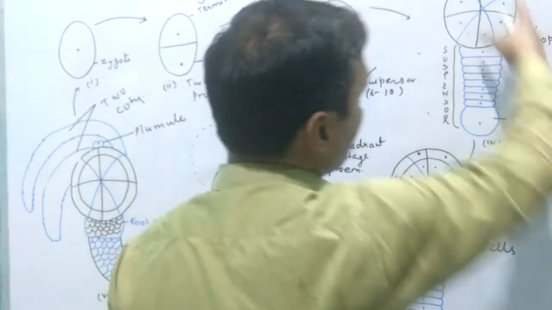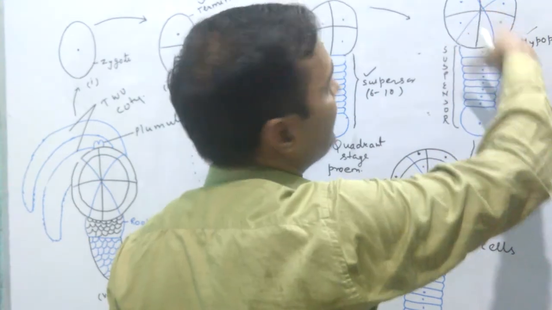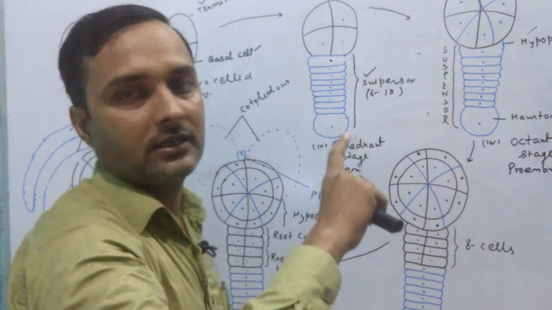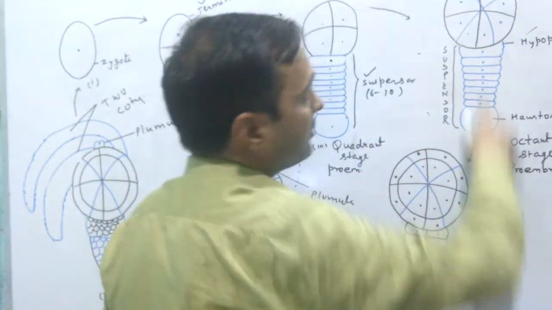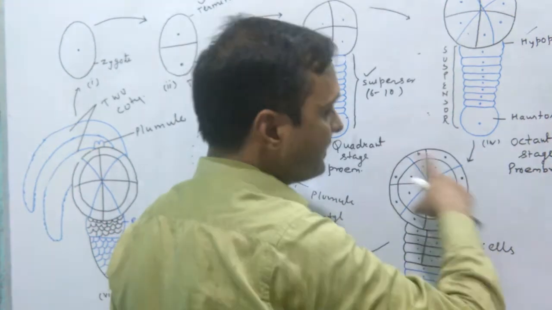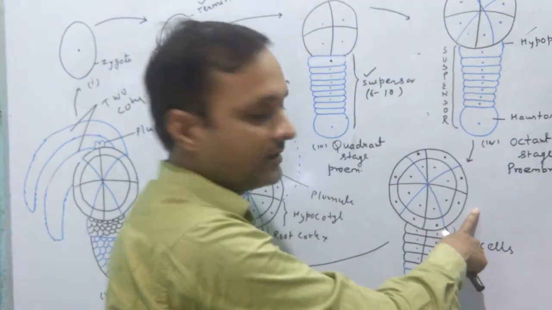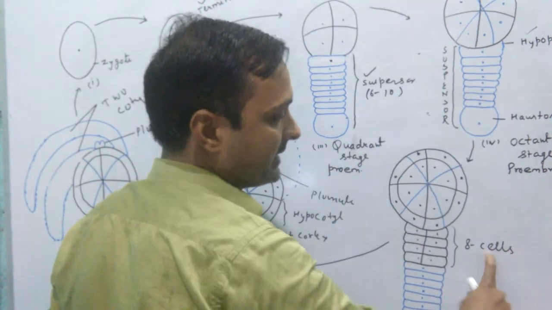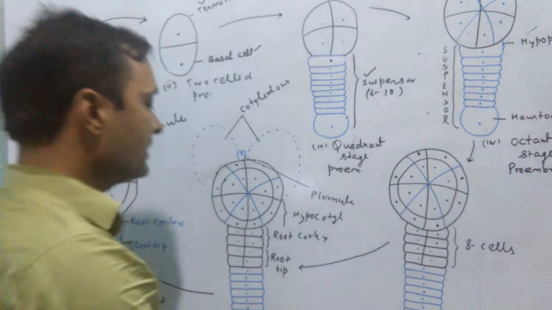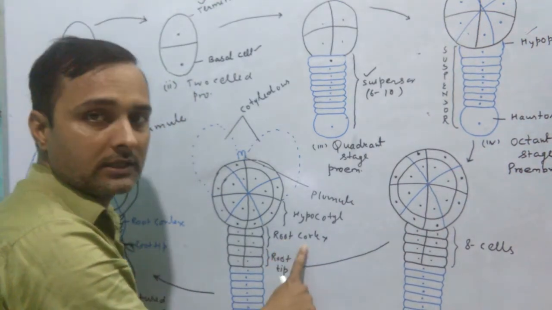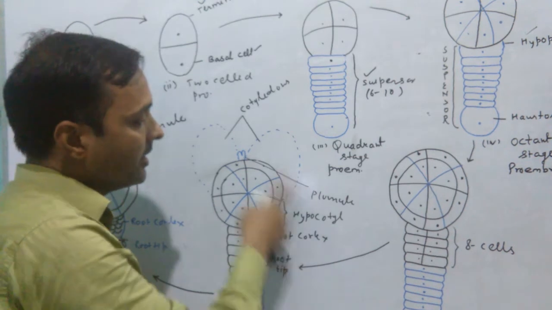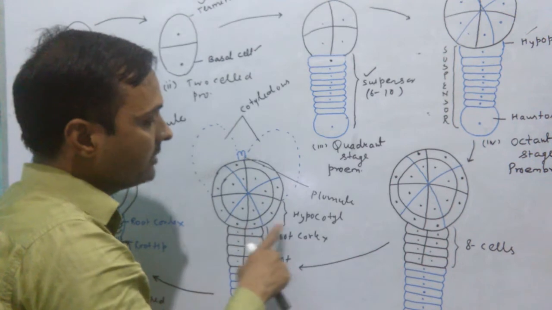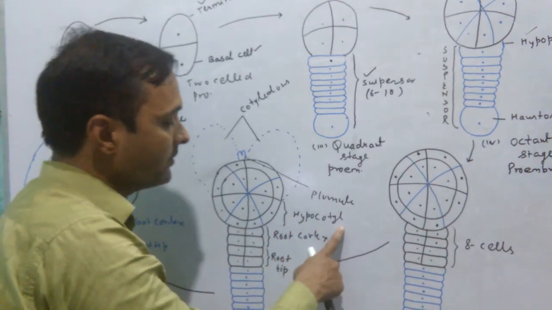Okay, and this terminal cell further divides to form 8 cells. Terminal cell can divide in all directions, periclinal and anticlinal division. Now see, the 8 cells further divide, periclinal division takes place, forming 16 cells. Now see, this hypophysis further gives rise to 8 cells. Out of 8 cells, the upper 4 will give rise to root cortex, lower 4 will give rise to root tip. And out of 16 cells, upper 8 will give rise to cotyledons and plumule, and the lower cells will give rise to the hypocotyl of the embryo.